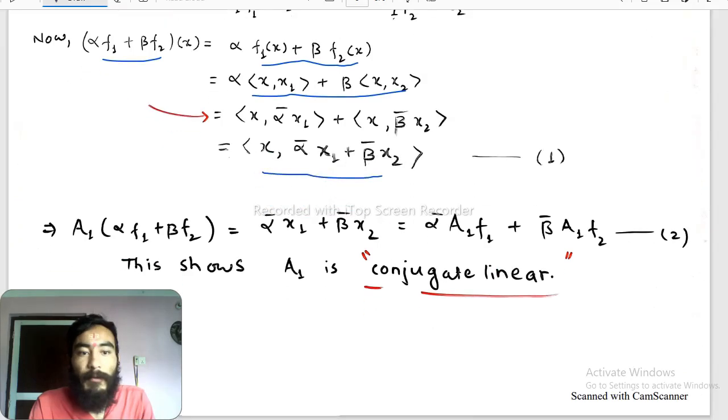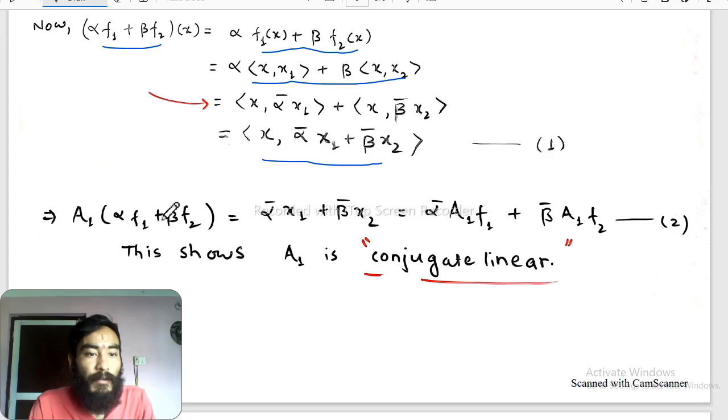Now A1 of alpha f1 plus beta f2 equals alpha bar x1 plus beta bar x2, which equals alpha bar A1 f1 plus beta bar A1 f2, where alpha bar is the conjugate of alpha. This shows A1 is conjugate linear. A1 is not linear but conjugate linear.